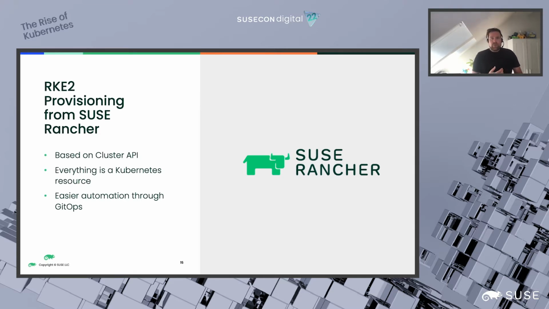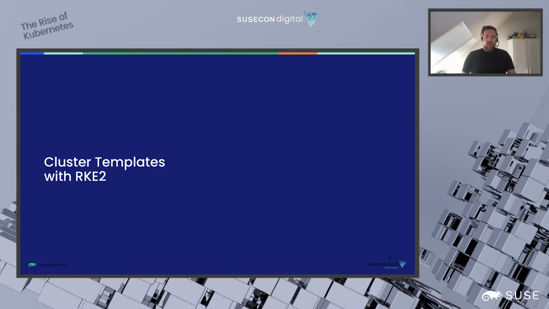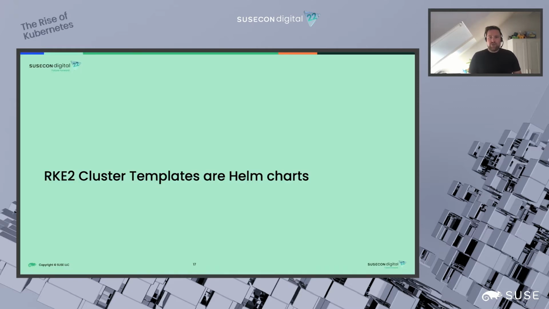And this also creates some very exciting possibilities for cluster templates with RKE2 because we have Kubernetes resources you can interact with. And this means instead of having a completely proprietary way to define cluster templates as you had with RKE1, with RKE2, cluster templates are in the end just Helm charts. So the same mechanism that you can use to deploy software inside of Kubernetes clusters, either third-party ones, additional features of Rancher like the monitoring, or also your own applications, you can also use to provision clusters based on templates.